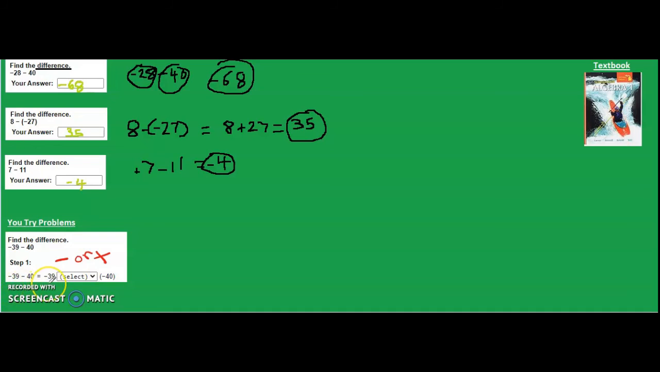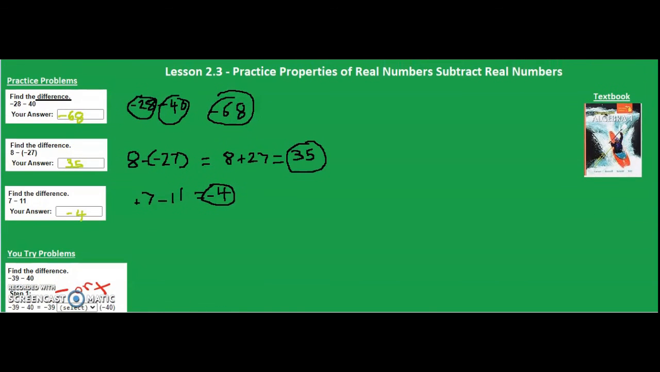Step 1. The answer is negative 39. But here, you have to select how you are going to get negative 39 minus 40 when negative 40 is in parentheses. I put the choices here for you: negative or positive, negative, minus, or plus. Go ahead and choose one, and I'll go through it in the next video.